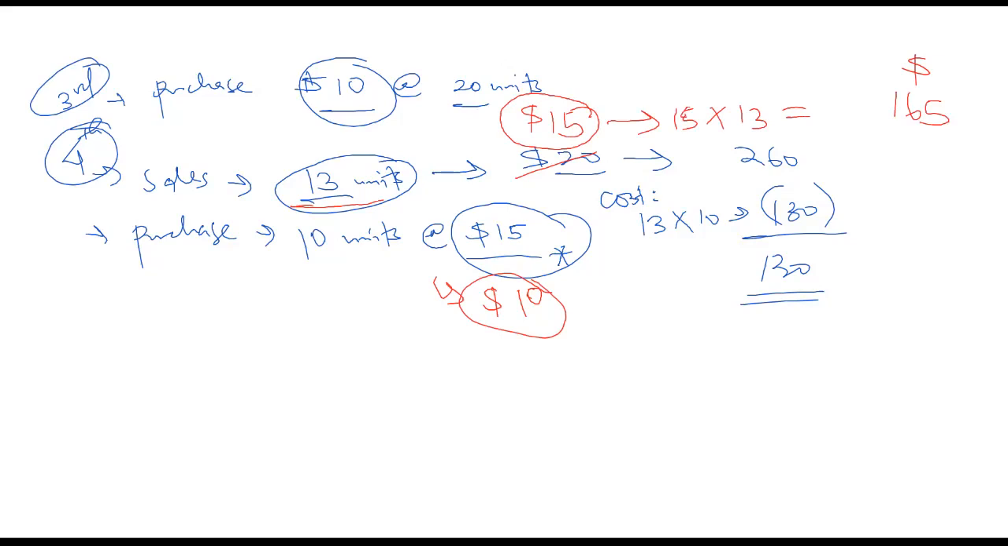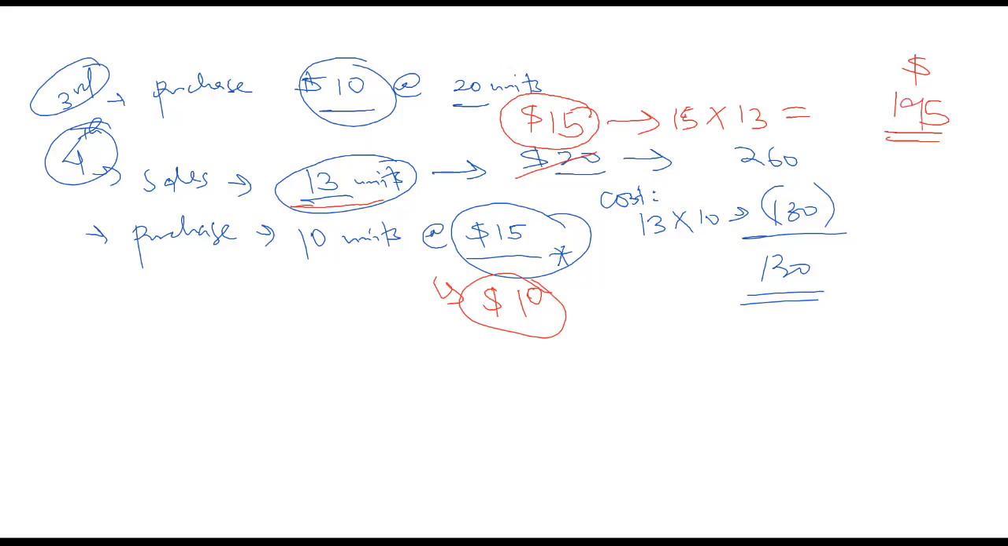You therefore have a selling value, the revenue. Hold on, is it 165? It is 195. 15 times 13 is 195. Yes, 195.